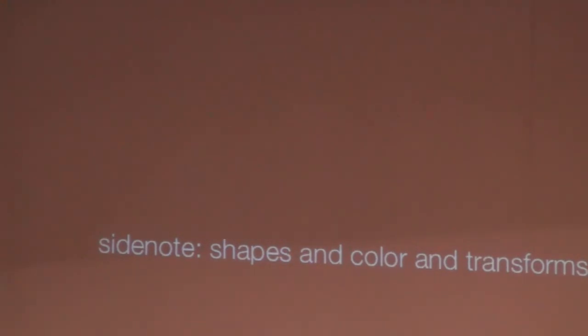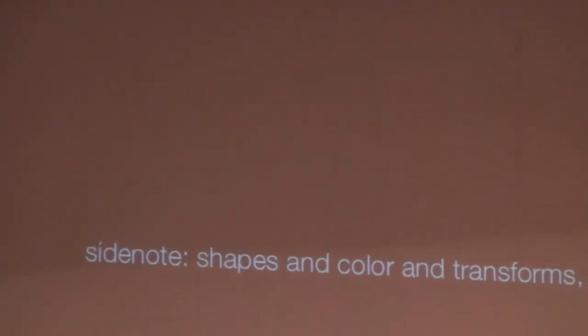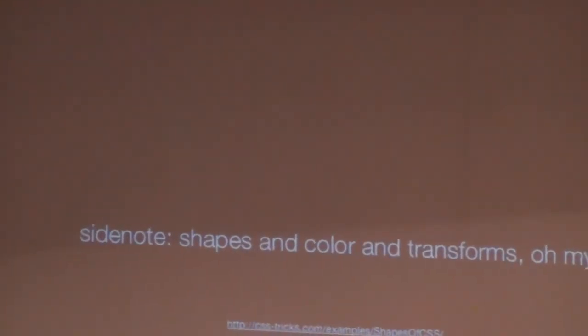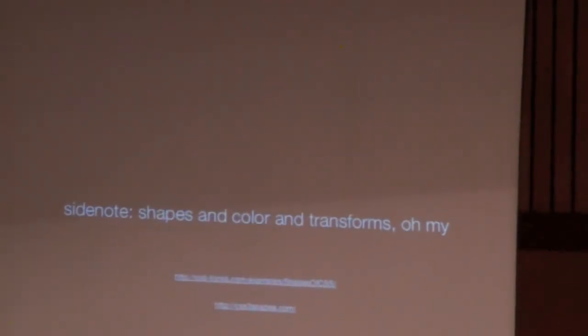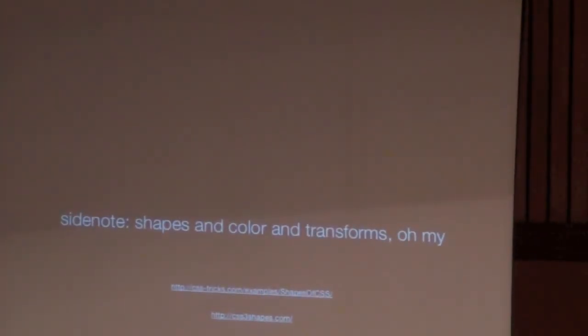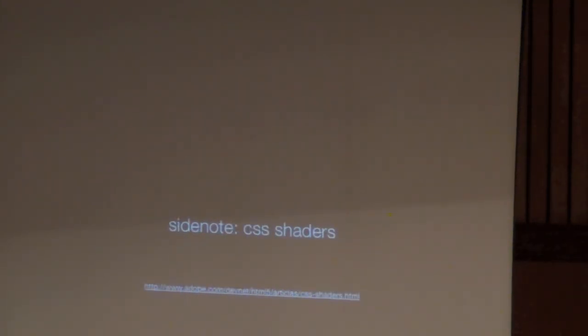A quick side note. I of course said that I'm doing this only with HTML elements, not SVG and stuff. So there are a bunch of ways that you can take a regular div and make it into shapes. I have a couple of links here. Feel free to take them when you're done. I've also given a link to the CSS shaders video that I just played.